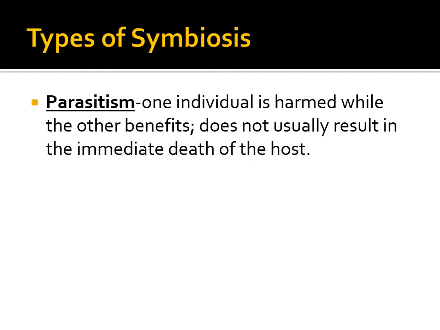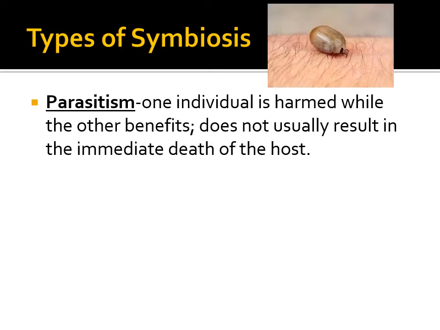There are three main types of symbiosis. The first one is parasitism, and it's not very nice. This is where one individual is harmed while the other benefits. This does not result in the immediate death of the host, however. So here's an example of a tick living on a person's skin. This can be any organism up here, but we see it on a human in this example. This is one we're all familiar with. We've probably seen them on our pets, or maybe had them on us if we spend time outside.